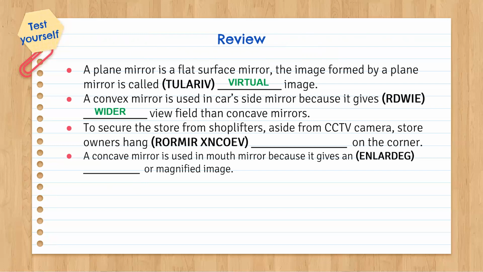To secure the store from shoplifters, aside from CCTV cameras, store owners hang a convex mirror on the corner of the store. A concave mirror is used in a makeup mirror because it gives an enlarged or magnified image. I hope you got everything correct.